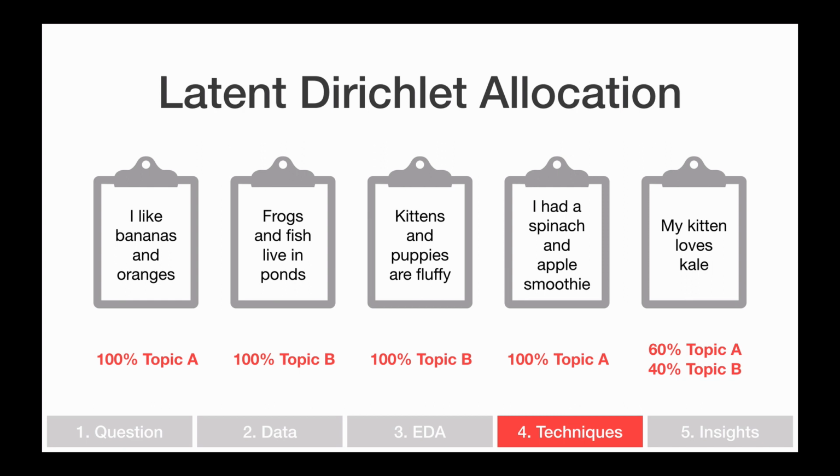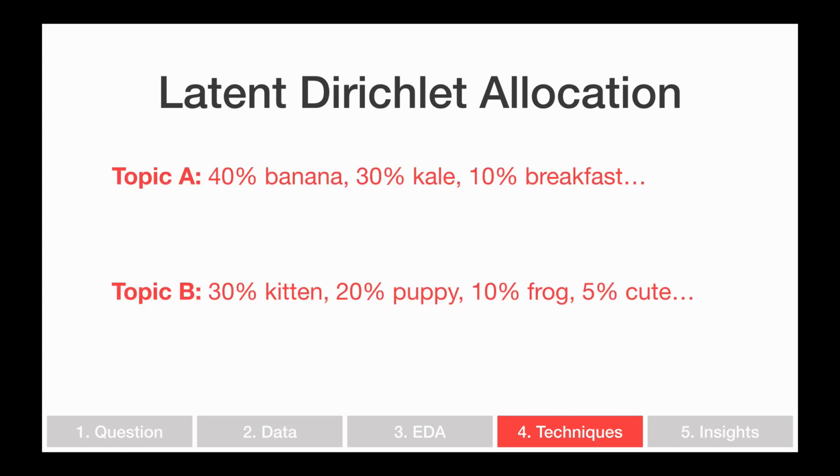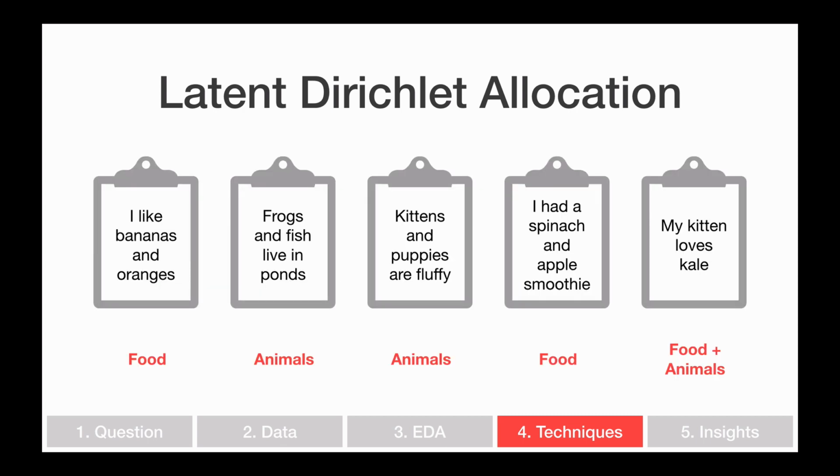And so that's what the machine does for me. Then my job as the user is to figure out what topic A and topic B actually represent. If I take a look at those topics in detail, you can tell that topic A is about food and topic B is about animals. And so then you can go back and see that I started with these 5 documents and I've used LDA to automatically label them with these 2 topics.